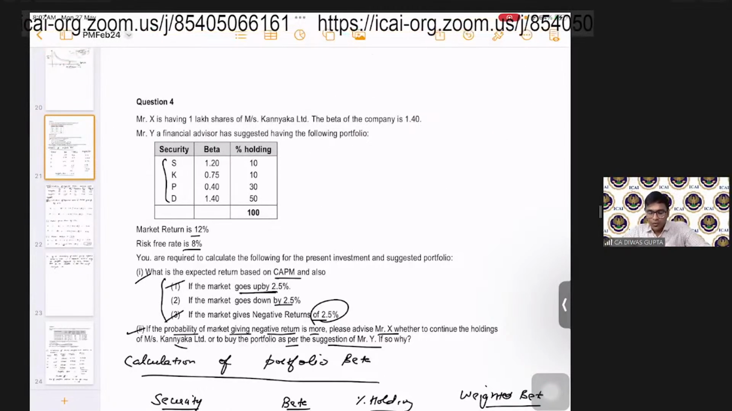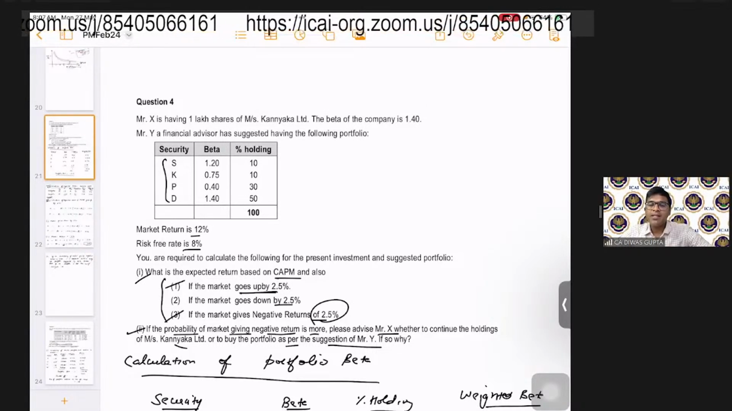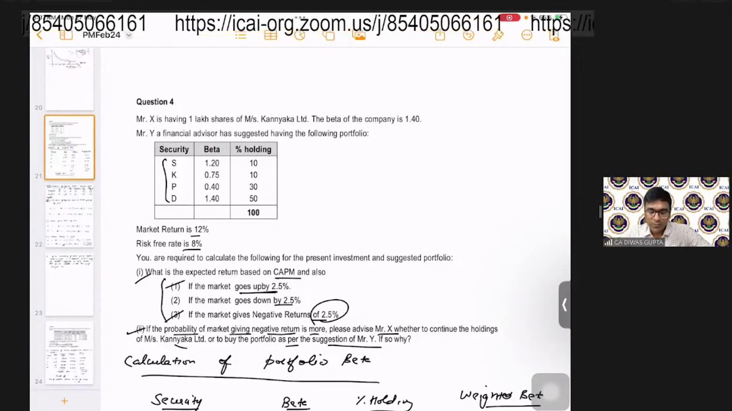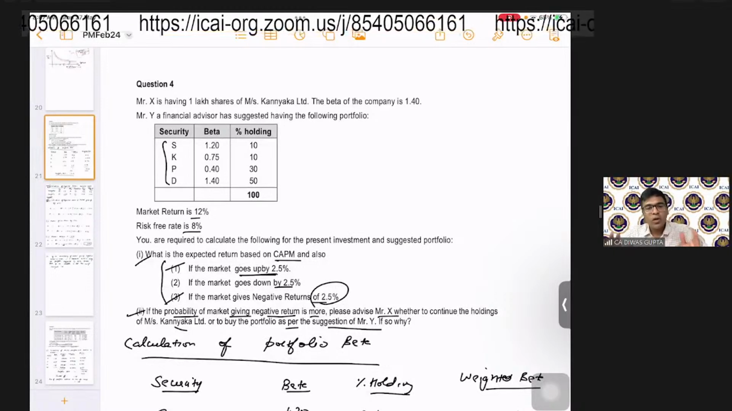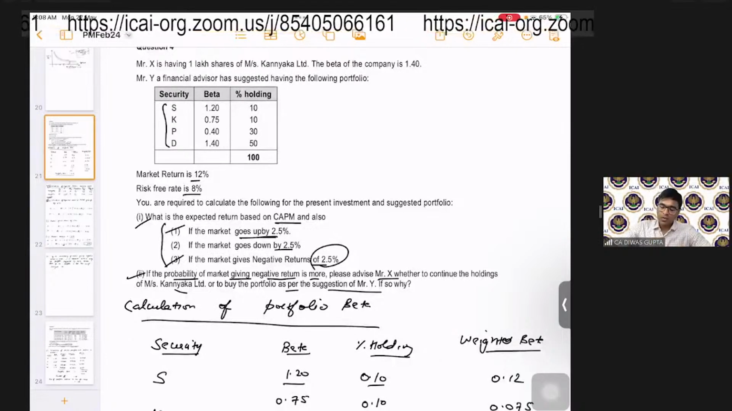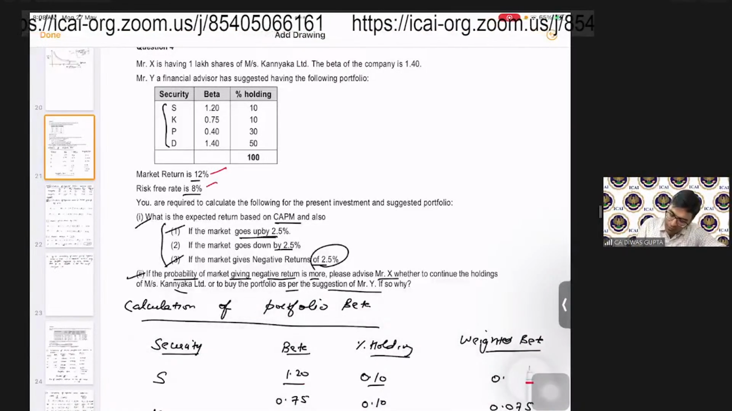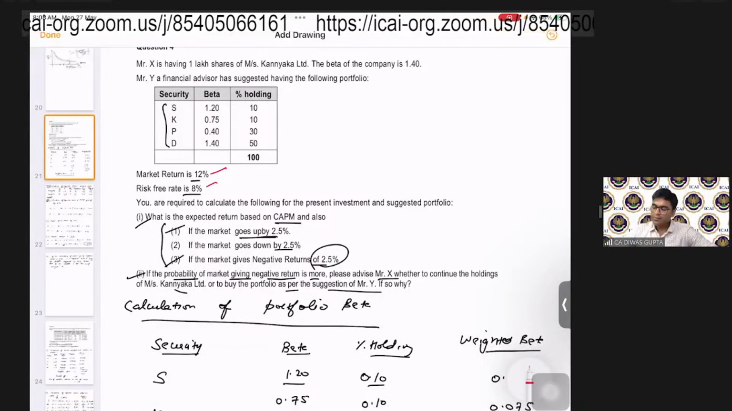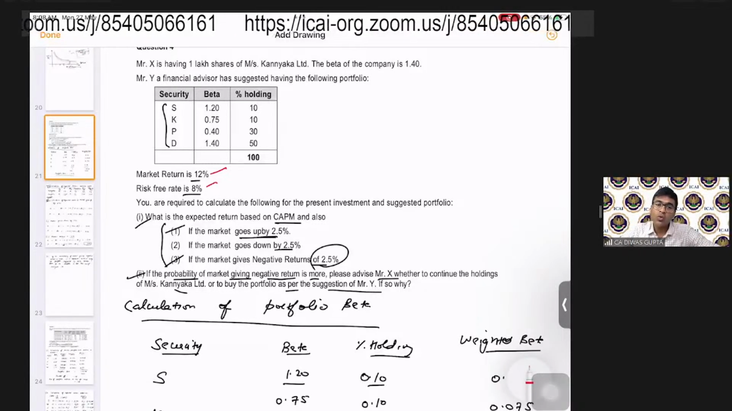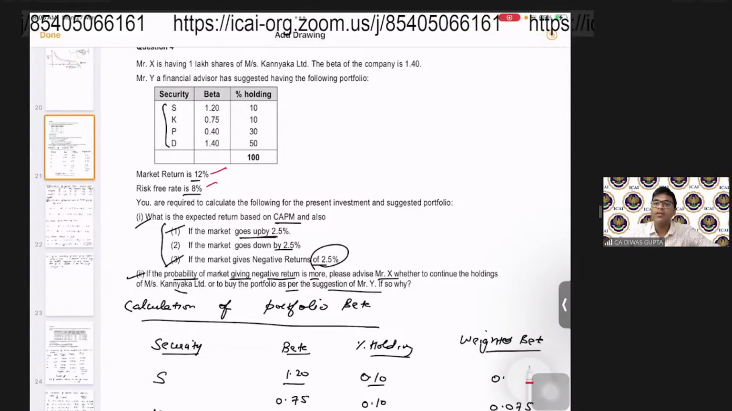Yes, students. Question number 4. Mr. X is having 1 lakh shares of Messrs. Kanakya Limited. The beta of the company is 1.4. Mr. Y, a financial advisor, has suggested the following portfolios. So already Mr. X is holding one equity share and Mr. Y is suggesting to hold this much of equity shares on a revised holding basis. Market return is this much, risk-free rate is this much. You are required to calculate the following for the present investment and the suggested portfolio. What is the expected return based on CAPM, and also if the market goes up by 2.5, goes down by 2.5, and gives a negative return of 2.5, students. That is more important.